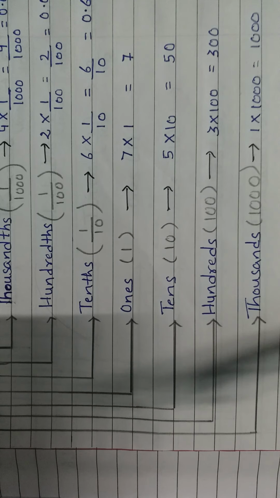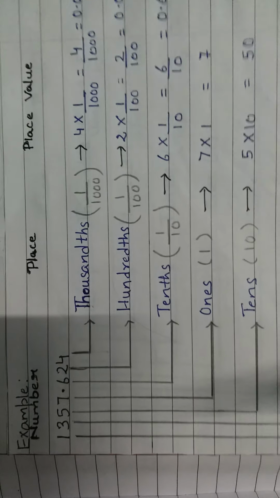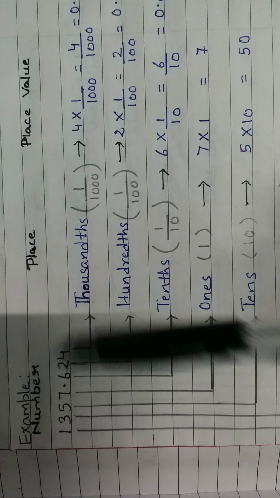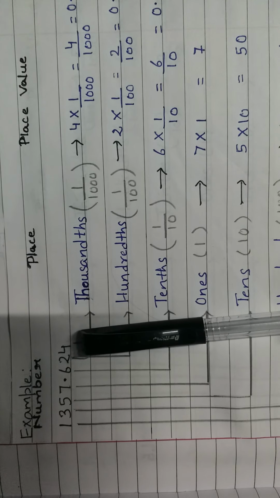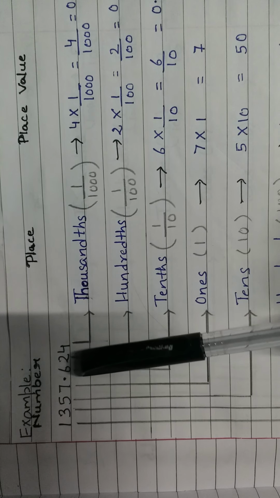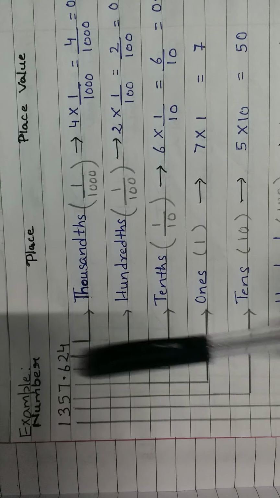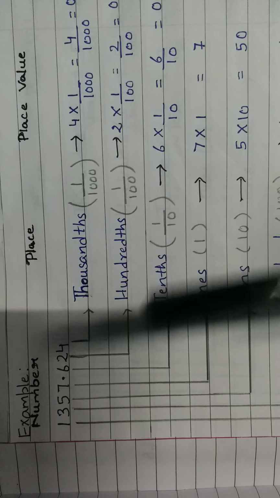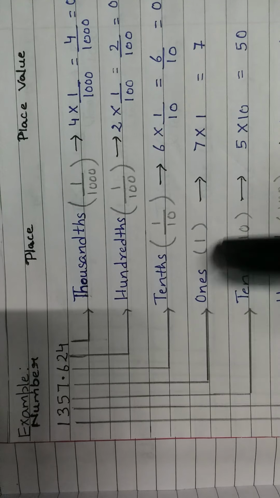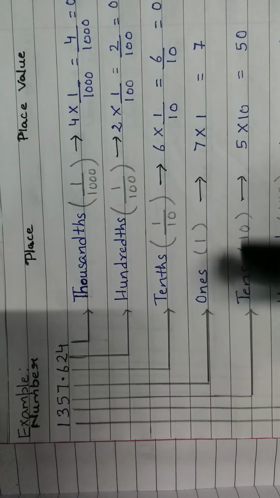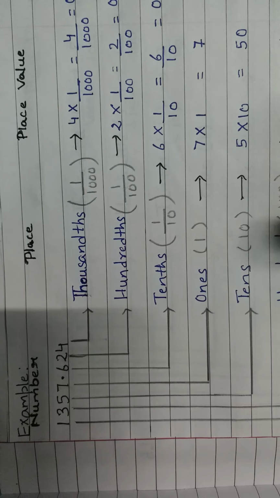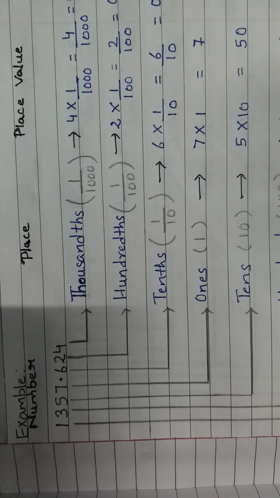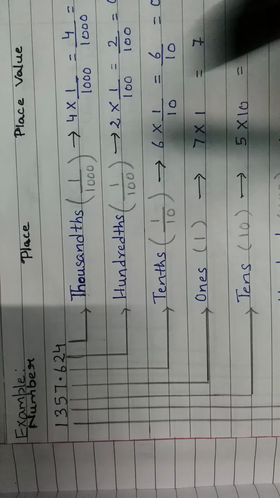So in this way we can write the place as well as the place value of the given digits. So what we have seen, the place of this digit 4 is thousandths. Then the place of this digit 2 is hundredths. The place of this 6 is tenths. The place of this 7 is ones. The place of 5 is tens. The place of 3 is hundreds, and the place of 1 is thousands. So I hope the place and place value is clear to all of you.